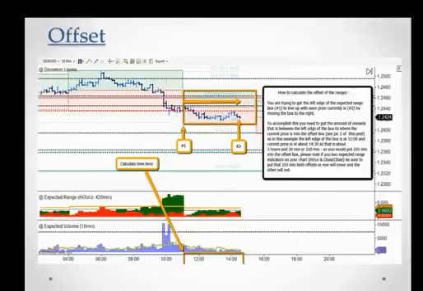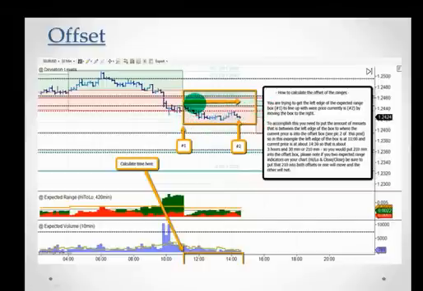Just a quick word about the offsets here on the expected range. I had some questions about this over at the trading pit. The offset is the distance from the left edge of this box, where your range is starting, your time period is starting, to where current price is. You need to get this box to start over here. So you move it to the right. You do not move them back. You move them to the right.